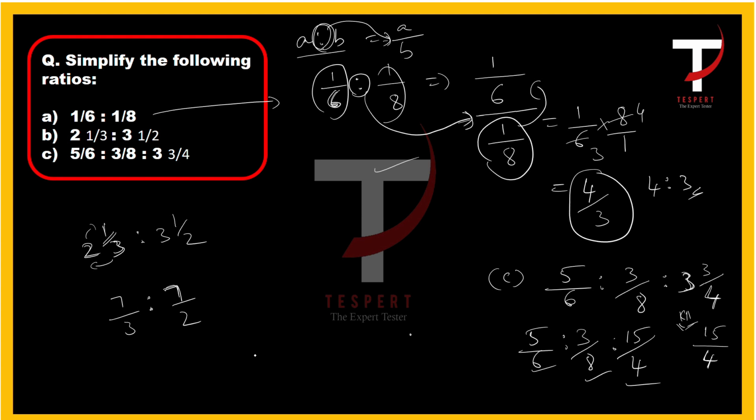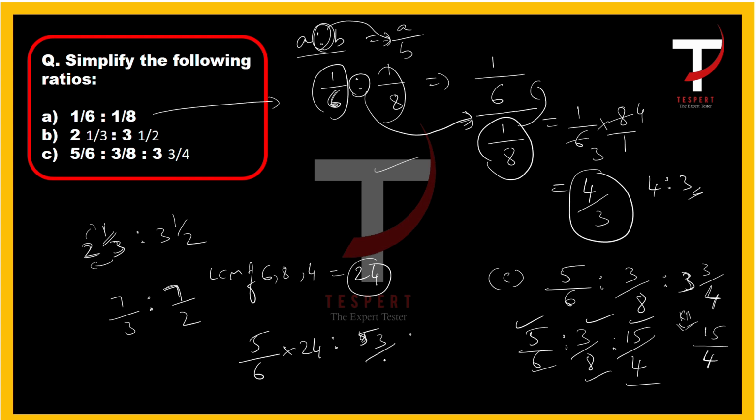So we can multiply each and every fraction with that LCM. Suppose 6, 8 and 4, the LCM is 24, right? So multiply this and this and this. So multiply 5 by 6 with 24, 3 by 8 into 24, 15 by 4 into 24, right? So just solve it.